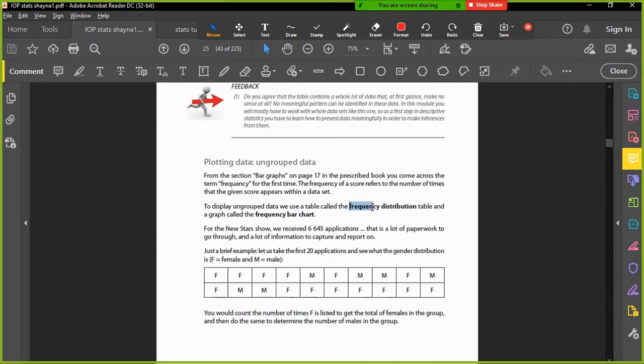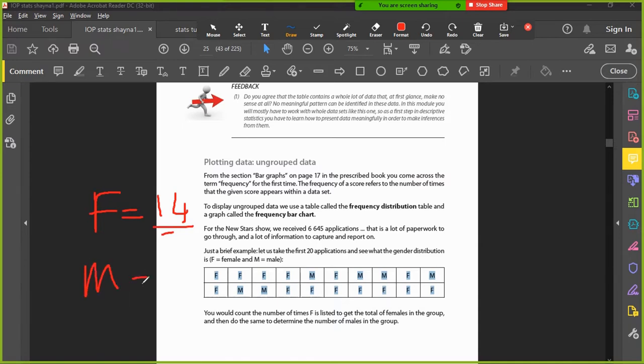Do you know what a frequency is? It's like the amount of time something occurs, I think. Exactly. If you're looking at these 20 applications, you've got males and females. How many females do I have here? 1, 2, 3, 4, 5, 6, 7, 8, ... 14. Correct. If you count all the F's, you've got 14. So F, 14 is the frequency. M would be 1, 2, 3, 4, 5, 6. We know there's 20 people total. Does that make sense? Yes.